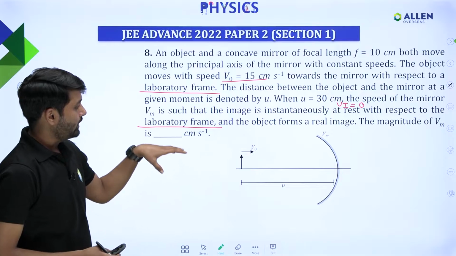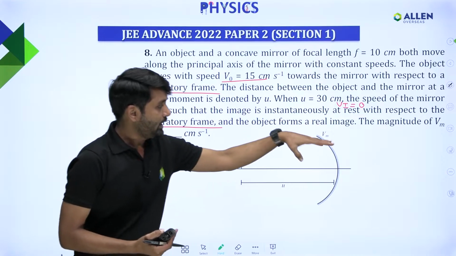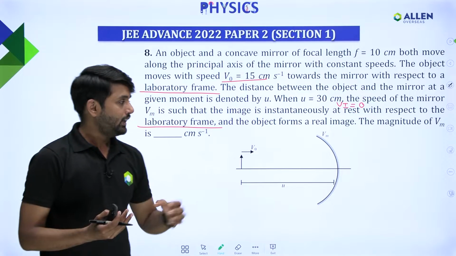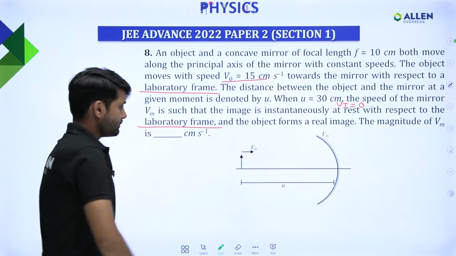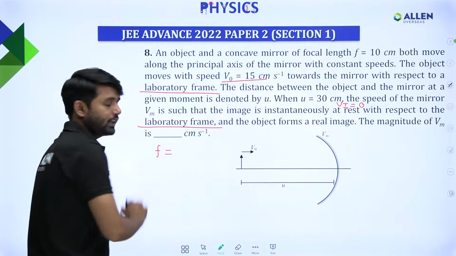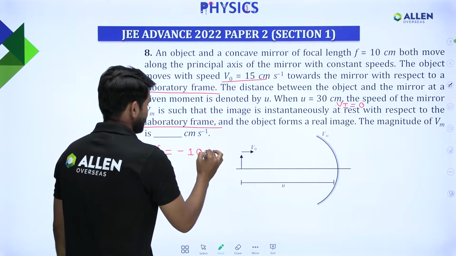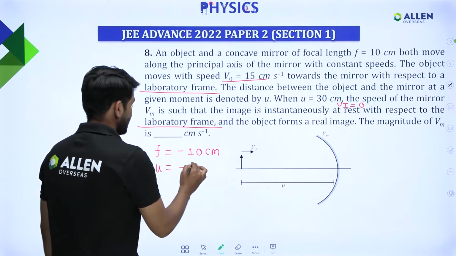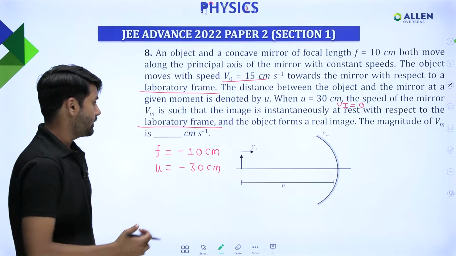So what we have to find, it is given the object forms a real image. The magnitude of Vm is in centimeter per second. So we have to find Vm in centimeter per second. First of all, you know that focal length of this concave mirror is given, and by sign convention you can write minus 10 centimeter, right? And u is minus 30 centimeter, right? We have to find velocity of mirror.